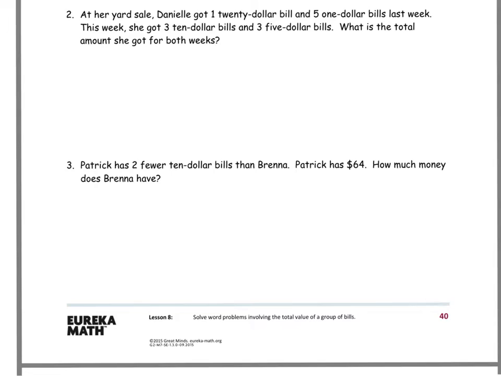And it says, at her yard sale, Danielle got one $20 bill, 5 $1 bills last week. This week, she got 3 $10 bills, 3 $5 bills. What is the total amount she got for both weeks? So what I'm going to do is draw these out, and I see I have one $20 bill, meaning it's worth $20, and 5 $1 bills, each worth $1.